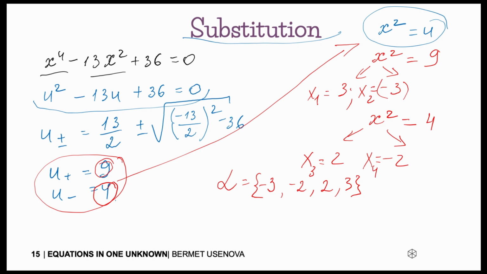Important thing here: every time you have roots, you have to check them just to be safe and make sure you solved the equation properly. You should put your roots into the main equation and see if it holds. For example, let's take minus 3 to the power of 4, which will be 81, minus 13 multiplied by 9, plus 36. If we calculate it in our head or using a calculator, it equals 0. It means that this is a correct root of the equation.